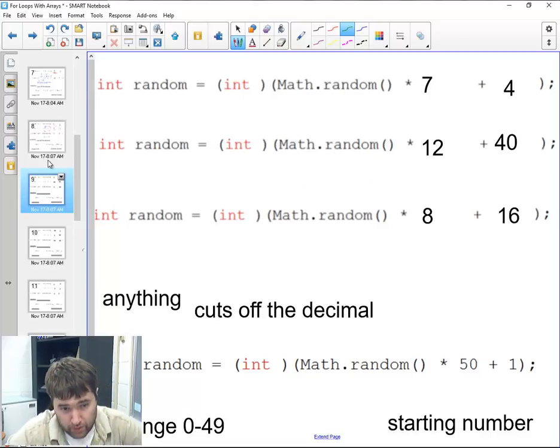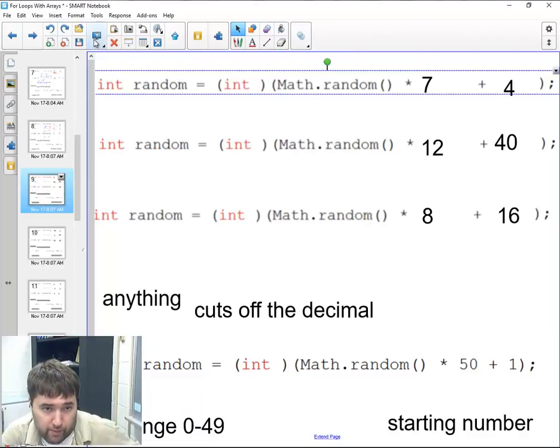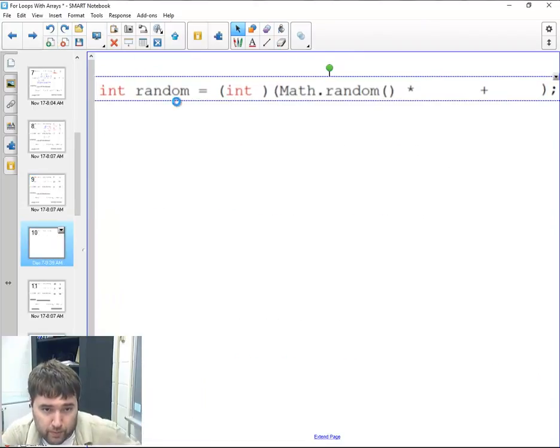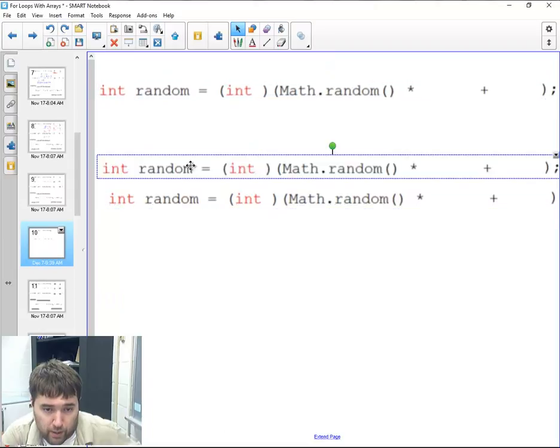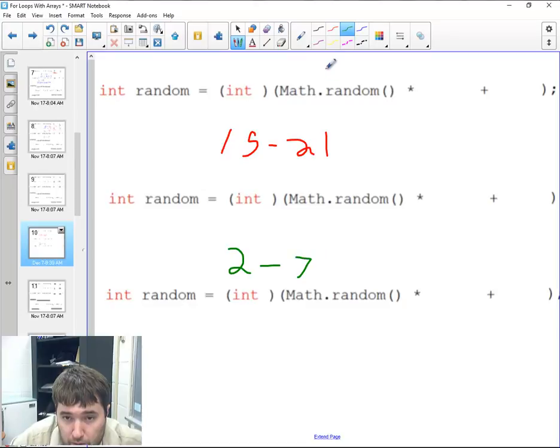So let's go the other way. Now that we've done this a lot, if we're going to have the following, and we want to get, let's say, 15 to 21, and let's say 2 to 7, and let's say 8 to 5.